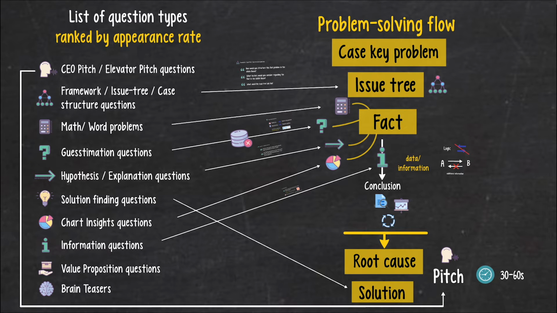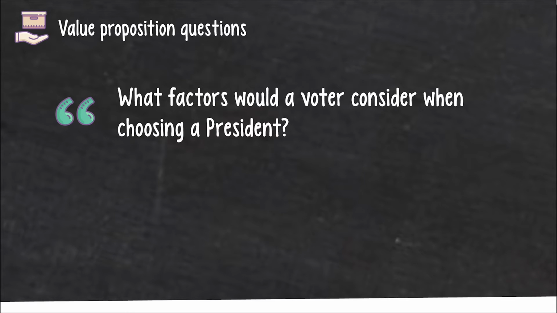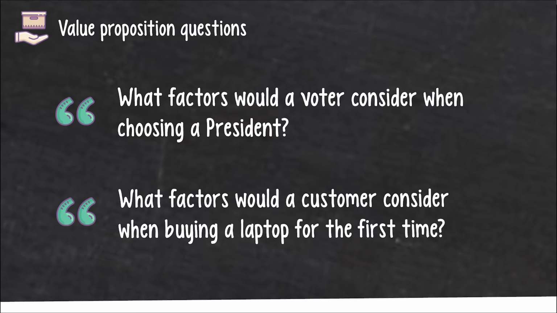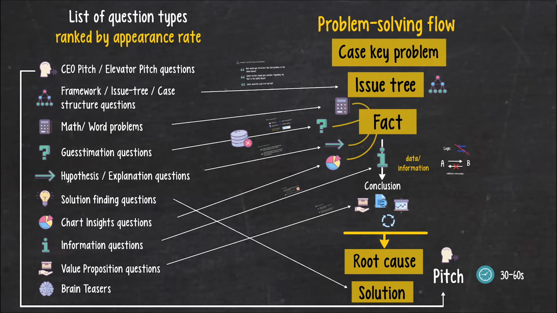In some special cases, the interviewer may also throw in a value proposition question in the middle of the case if the flow works. These questions sound like this. What factors would a voter consider when choosing a president? Or what factors would a customer consider when buying a laptop for the first time? And in some rare situations, the interviewer may be in such a special mood that he or she may throw in some brain teasers as well.